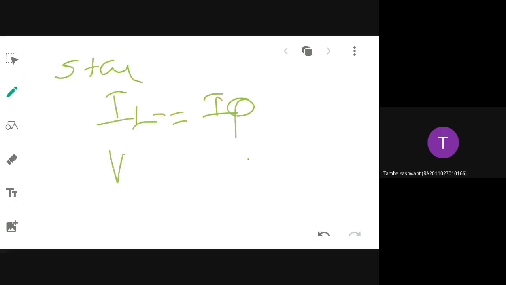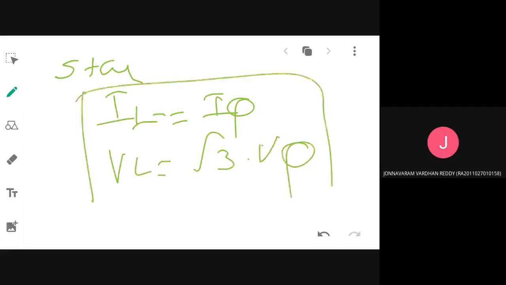Okay, for star, what relationship? IL is equal to I phase, IP. Then VL is equal to root 3 VP, phase. Three phase. This is for star.